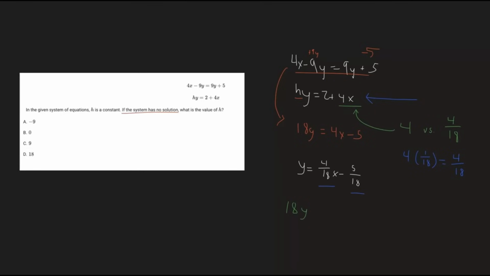18, then we get 18y equals 2 plus 4x, right? And so now when we isolate for the y value, divide both sides by 18, we get y equals 2/18, which is 1/9, plus 4/18 x. And so now we have our two equations, right? We have this equation and this equation. We can clearly see that they have the same slope of 4/18, right? But they have different y-intercepts as we wanted before. So this one has a y-intercept of negative 5/18. This one has a positive y-intercept of 1/9. This is messy. But because of that, we know the constant h is going to be the letter D, 18.